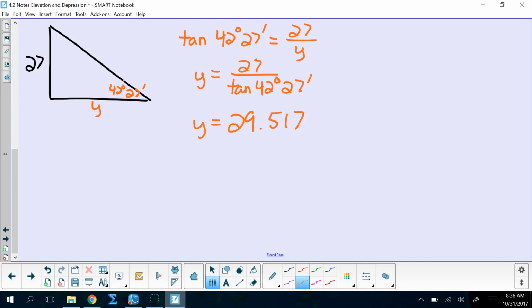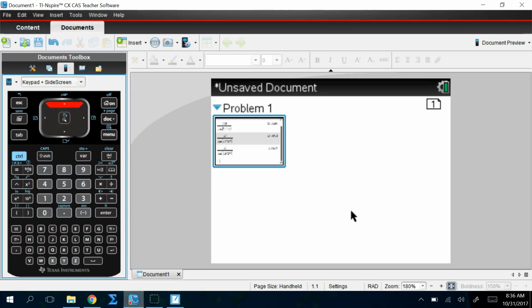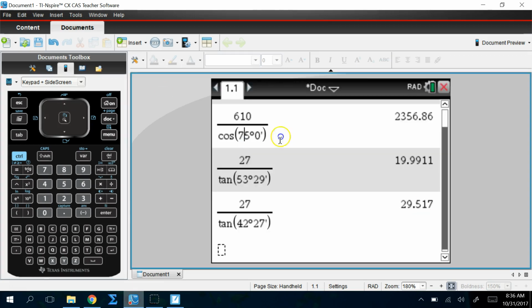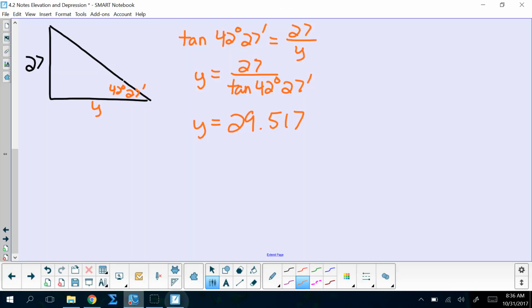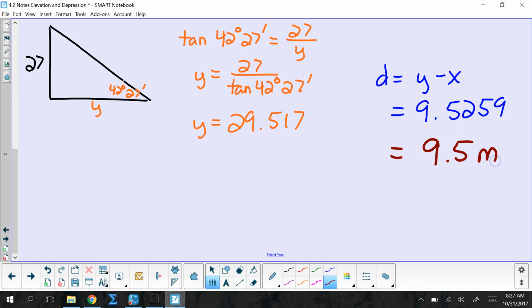So then I have to subtract those two. 29.517 minus 19.991 gets me 9.5259. It's kind of rude when you're packing up and I'm still talking, but what do I know? So that's going to be 9.5 meters, the width of the river. Okay.